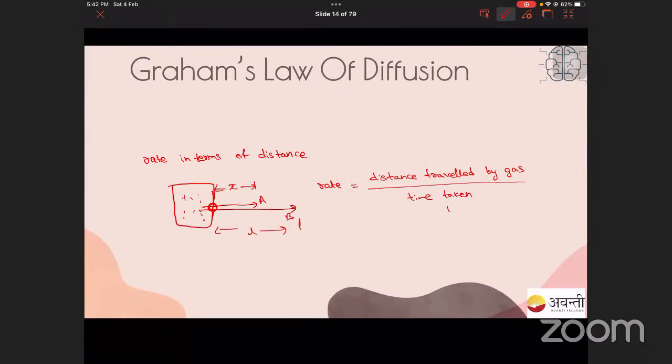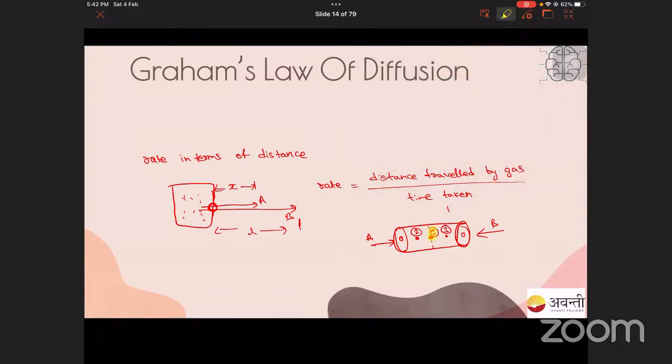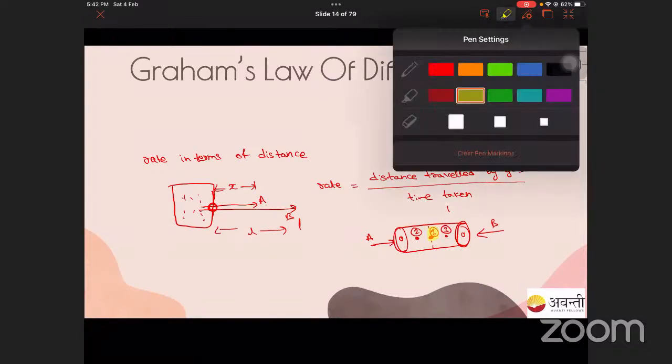Now, how do questions come in this case? In terms of distance, they'll give a cylinder like this, and they'll say that there are two holes on the left and right side. And they'll say gas A is coming from the left and gas B is coming from the right. Now, this point 1 is the center, and this is point 2, and this is point 3. You can see that, right? Point 1, point 2, and point 3.